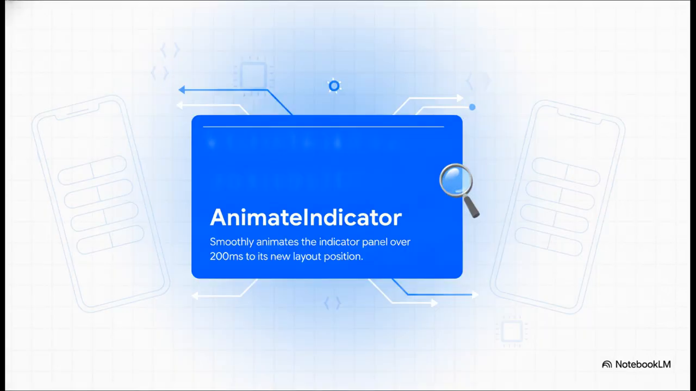So what actually happens when a user taps a button? Well, when clicked, the segment btn_click routine fires off. It grabs the unique tag of the clicked view and triggers the animate indicator method. This method takes that new layout position and smoothly animates the indicator panel over exactly 200 milliseconds to its new X coordinate. Now, why does that specific timing matter? Because 200 milliseconds is the absolute sweet spot for UI animations. It's fast enough to feel incredibly snappy, but smooth enough to feel totally native and premium. It's a completely non-blocking, seamless UI state transition.